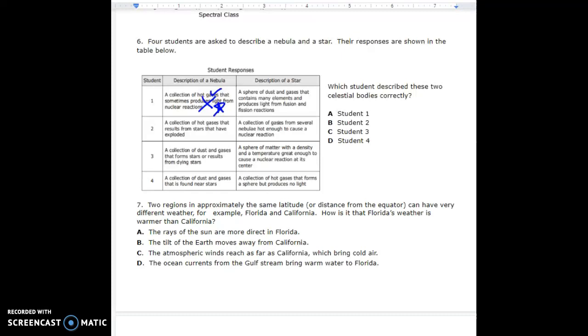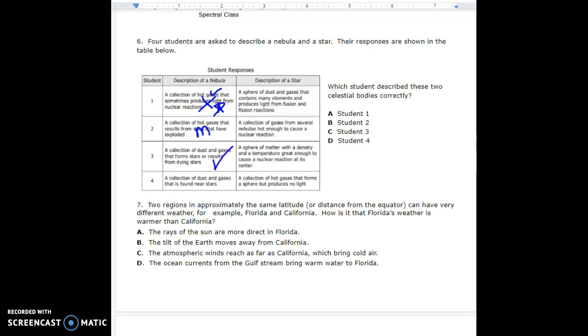Student 2, a collection of hot gases that results from stars that have exploded. This is okay maybe, because yes, when stars explode, they do turn back into gas and dust, and they can result in new stars, but we're really looking for a cloud of dust and gas. That's kind of the big point of that. So student 3, a collection of dust and gases that form stars, we're good. They are stellar nurseries or results from dying stars, like I said before. So I like this one.